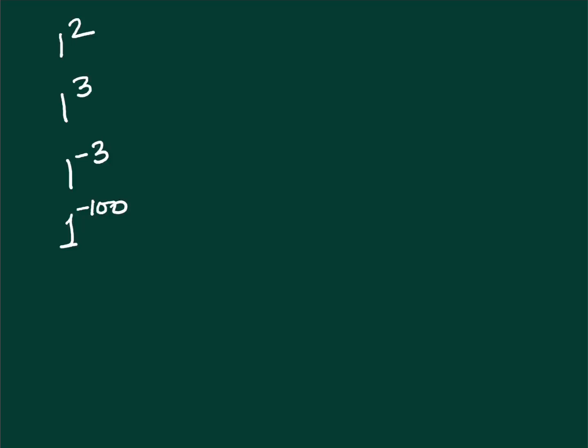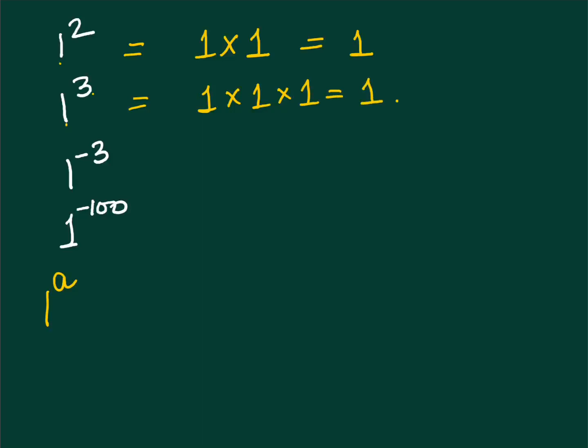So what we've got over here, 1 to any power. If I say 1 squared, that means what do I do? Multiply 1 by itself 2 times. What do I get? Very good, 1. If I say 1 to the power of 3, what do I do? 1 into 1 into 1. So what is it? Oh, it's again 1.